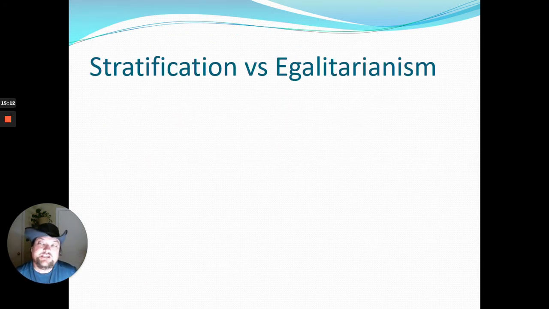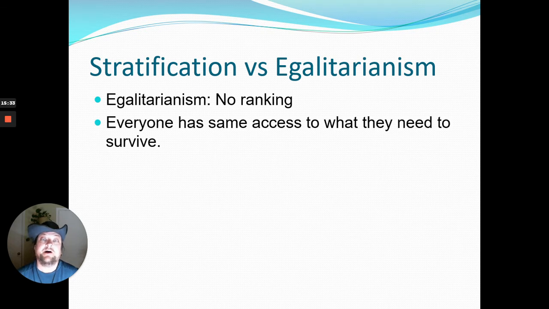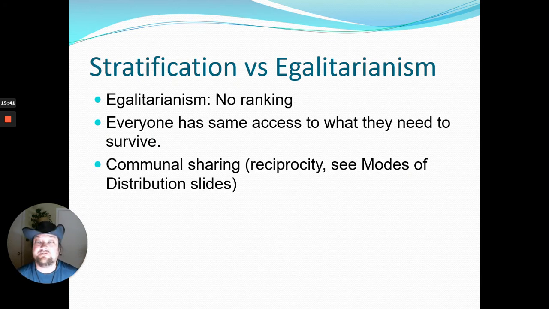So, stratification versus egalitarianism. This is important to recall again as a link with last week's material, is that there are, and there are less and less of them because of forces like colonization around the world and imperialism and global capitalism, there are and have been forever some societies that have existed on an egalitarian model where there's no ranking, and everybody in that society, and these are small societies so it's easier to maintain this, everybody has access to what they need to survive.